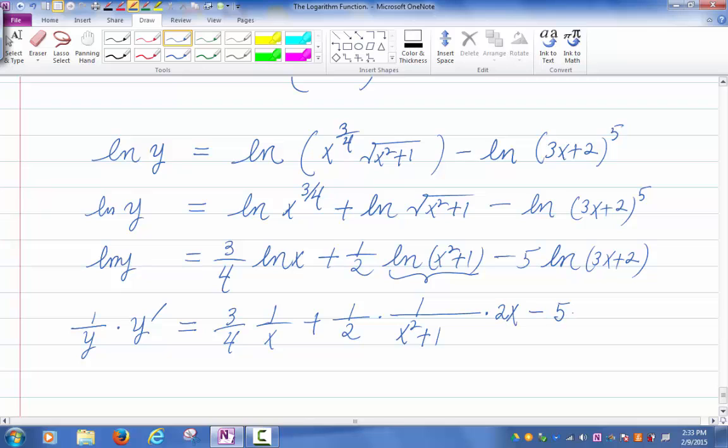minus 5 times the derivative of ln of 3x plus 2. If 3x plus 2 were just x, the derivative would be 1 over 3x plus 2, but it is not x, so you have to multiply by the derivative of 3x plus 2, which is 3. Okay? Again, we are applying the chain rule here, right?